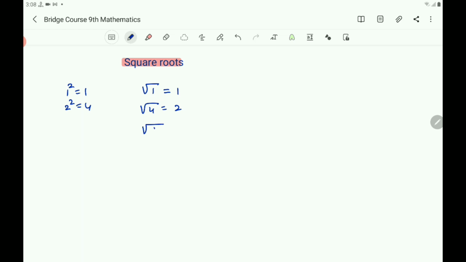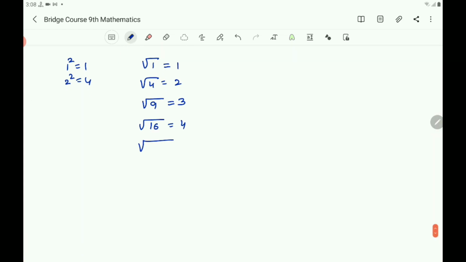Similarly, what is the square root of 9? Square root of 9 is 3. Then square root of 16 is 4. Similarly, square root of 25 is 5. Square root of 36 is 6.